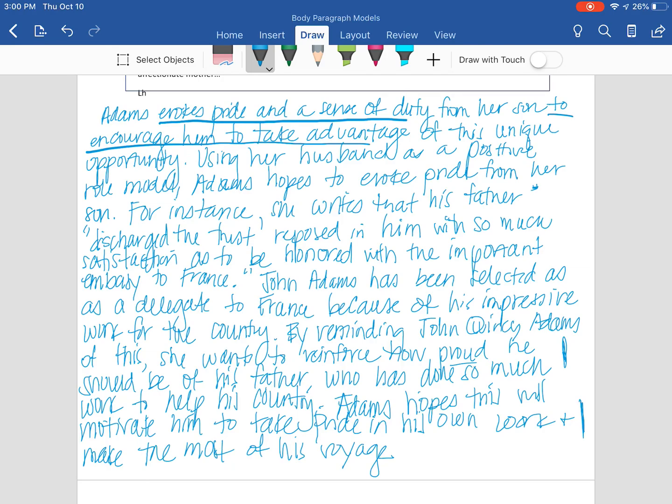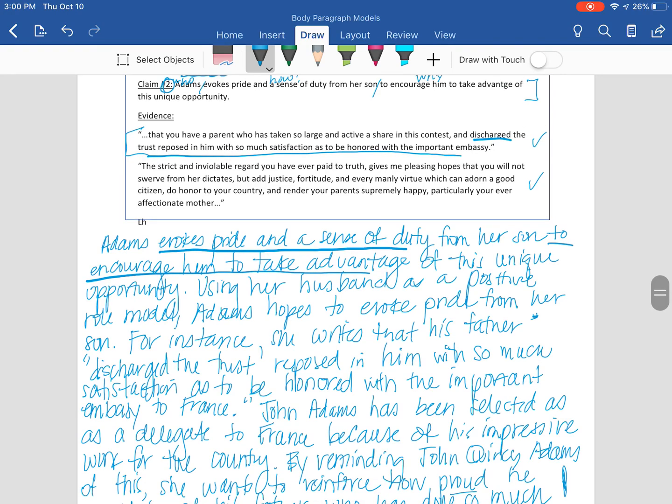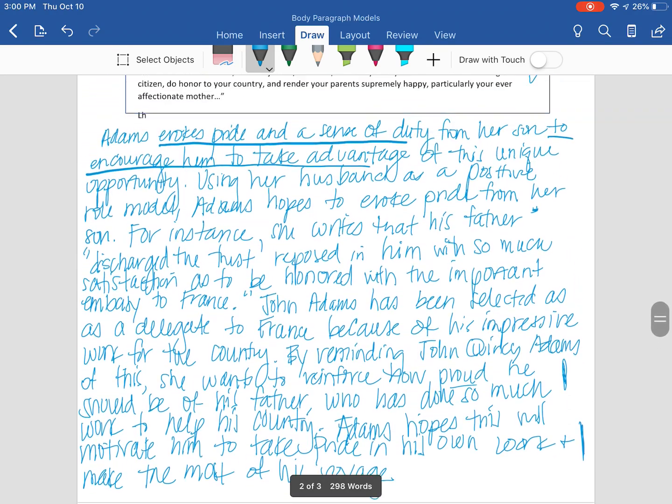Now, I could go on. I do have another piece of evidence, but essentially it would just be kind of reiterating the same thing, which is fine. And if I was writing my paper and I had the evidence, I would definitely use both. But as you can see, I'm a little low on space right here.